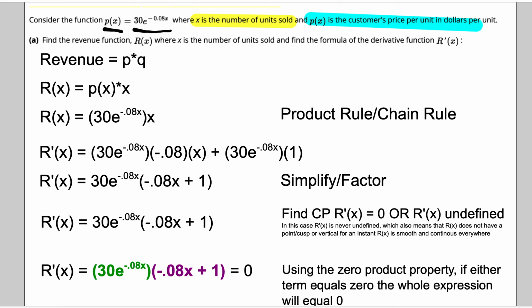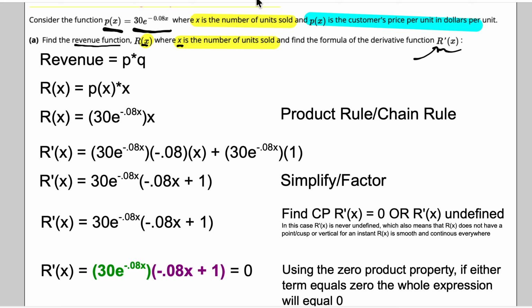Again, it's telling us the input to the revenue function is also x, the number of units sold. And it wants us to find r prime of x. And r of x is the revenue function, so I input the number of items sold, and I'm going to get an output of revenue. This here is my marginal revenue, or my derivative function of the revenue function.